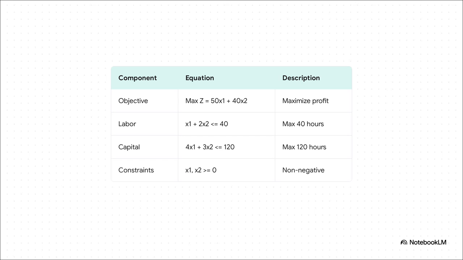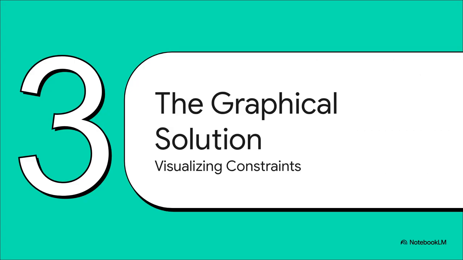Let's look at a tangible business case to see how these four components actually come together for a competitive firm trying to make the most of its limited labor and capital. Our objective function is to maximize profit, which we'll call Z, where we make $50 for every unit of good 1 we produce and $40 for every unit of good 2. But here's the catch. Look at our constraints. We only have a maximum of 40 hours of labor available, giving us our labor constraint equation. We also have a maximum of 120 machine hours, which gives us our capital constraint. And, of course, our non-negativity constraint means the production of goods 1 and 2 must be greater than or equal to 0.